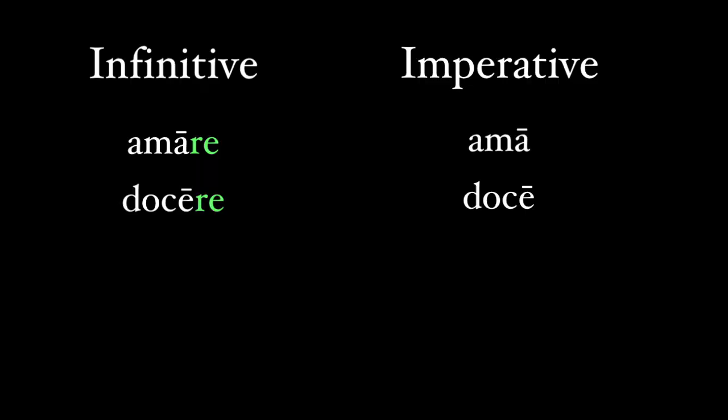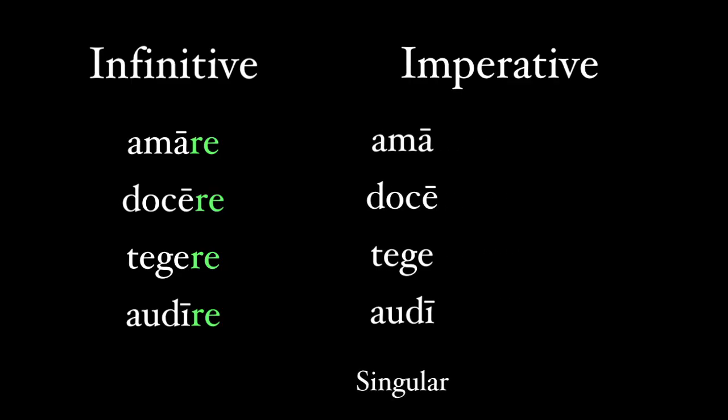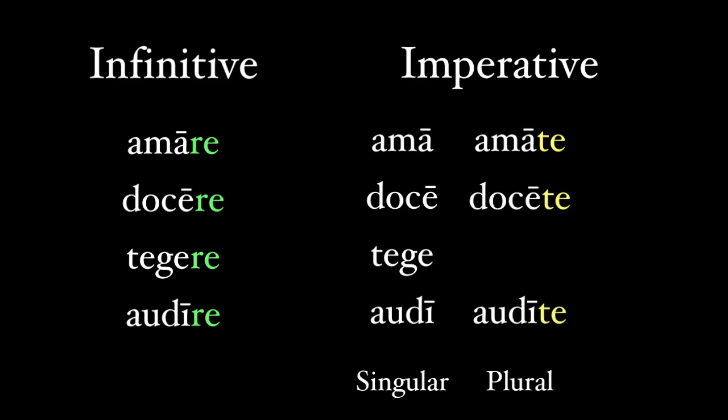For doceo, docere, it's doce. For tego, tegere, it's tege. And for audio, audire, it's audi. And these are the forms we use if we're going to be commanding just one person or thing. If we want to command more than one person or thing, we add a te on the end of the singular. Ama pluralizes to amate, doce to docete, and audi to audite.